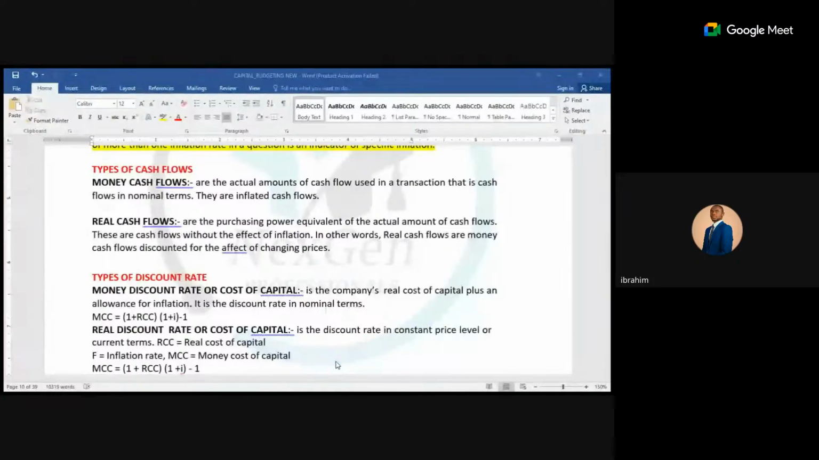Now, money cash flow means that cash flow has been inflated. It is inclusive of inflation, right? It is what is inclusive of what? Inflation, class. While real cash flow means the cash flow without what? Without the effect of inflation.